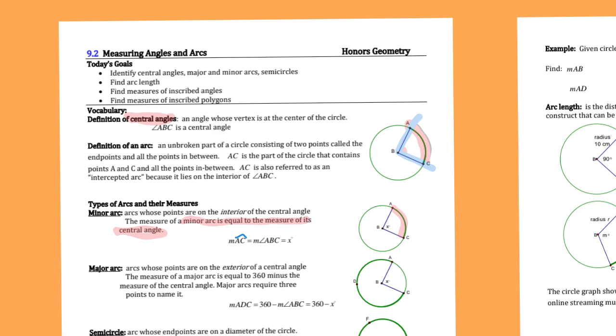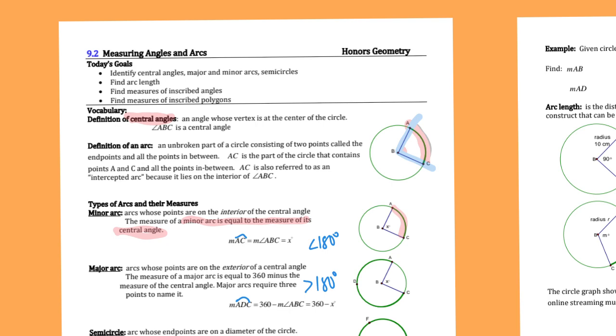The major arc could still be called AC, but if they want you to go the long way around the circle from A to C, they'll give a middle letter, like go from A to C through point D. And so that would be a major arc. This minor arc is going to be less than 180 degrees. This major arc is going to be greater than 180 degrees. So the long way around the circle would be the major arc.